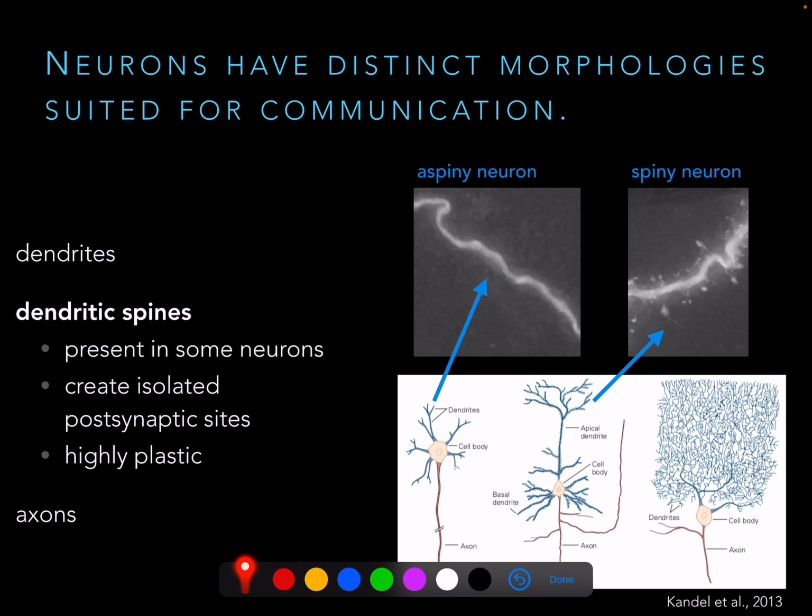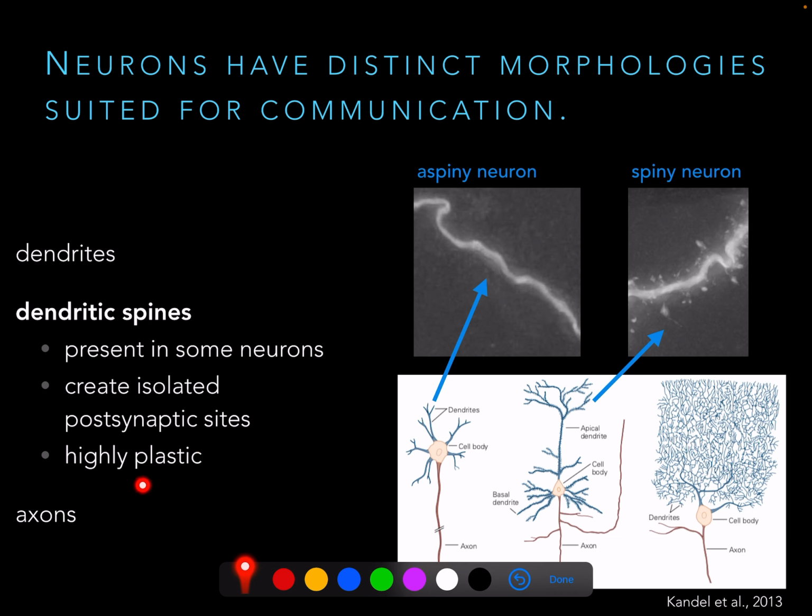The cool thing about spines is that they're very plastic. If this synapse is deemed important over here, this one can grow and get much bigger, forming a stronger synapse. Hey, maybe that synapse doesn't get used that often. It's not that important. Hey, we can get rid of it. So spines are highly plastic. In other words, they change a lot.